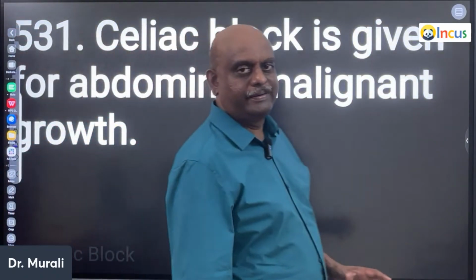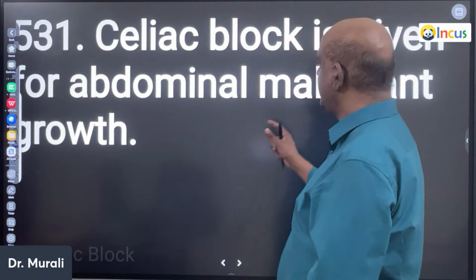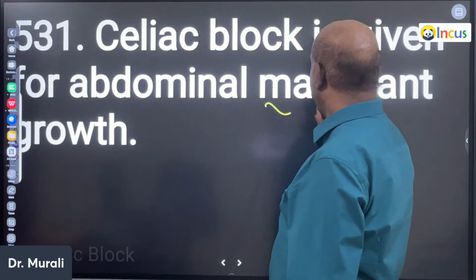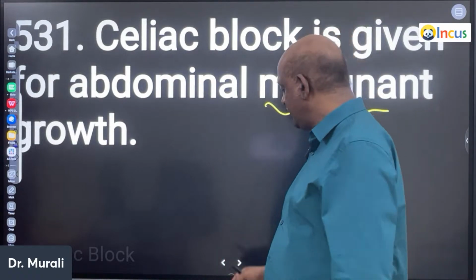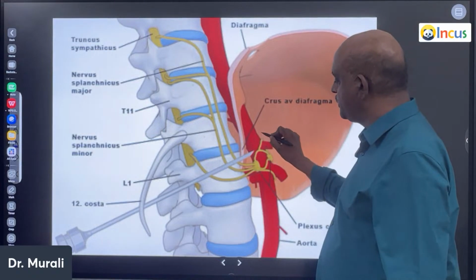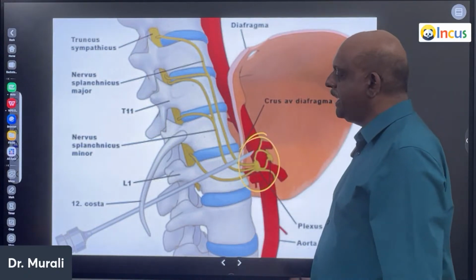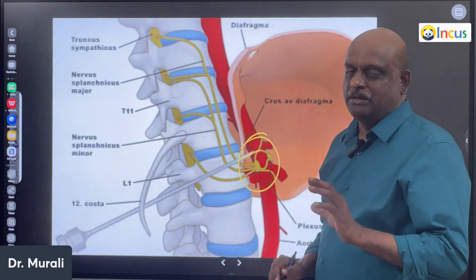Celiac block. It is typically administered whenever there is any abdominal malignant growth, to control the infiltrative pain. So this is how, doctor, here we have the celiac plexus, which is typically blocked whenever there is any malignant growth.